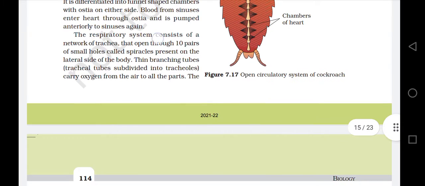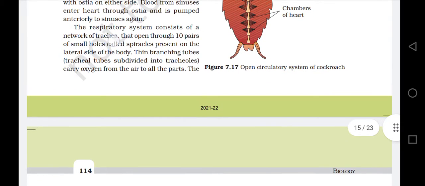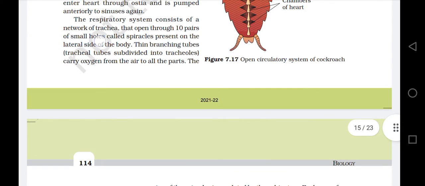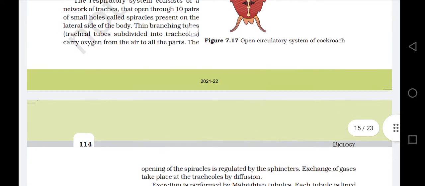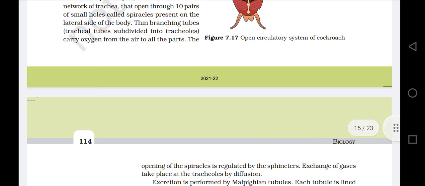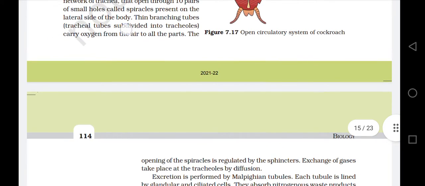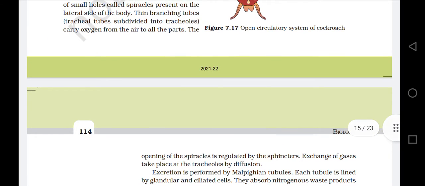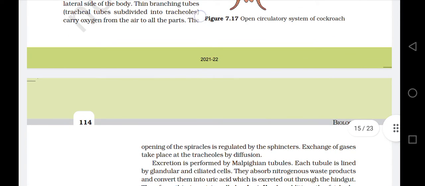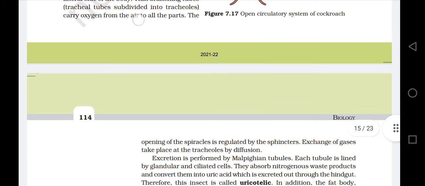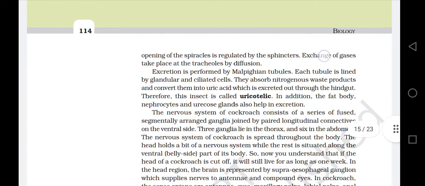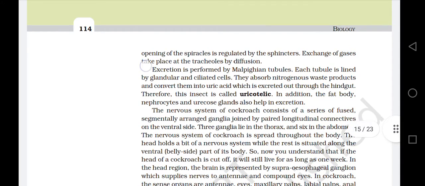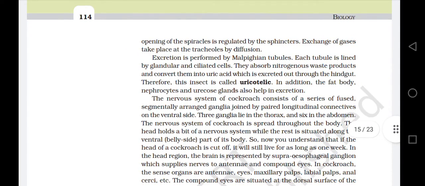The respiratory system consists of a network of tracheae that open through 10 pairs of small holes called spiracles present on the lateral side of the body. Thin branching tubes, the tracheal tubes, are subdivided into tracheoles, which carry oxygen from the air to all the parts. The opening of the spiracles is regulated by sphincters. Exchange of gases takes place at the tracheoles by diffusion.